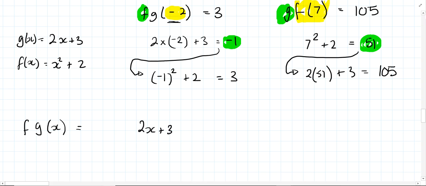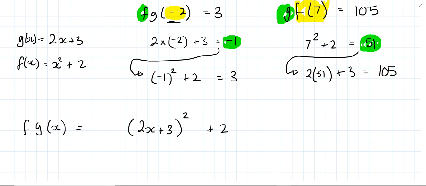What do you do with that answer? You put it into f of x. As g of x? No, as x. So 2x plus 3 becomes x. So what we then do is we square it, and then add 2, and then 4. But how would you just plug the number in, as you said?